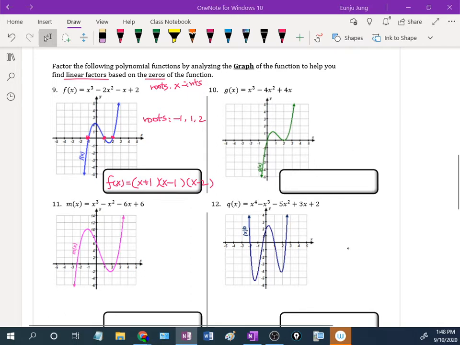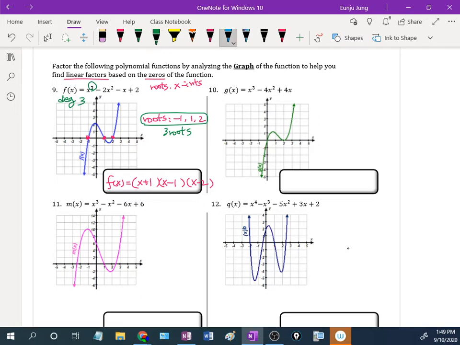Before we move on to number 10, let's talk about one little thing, okay? What is the degree of the polynomial function f in number 9? Degree 3. How many solutions do we have? 3 solutions, right? 3 roots. Same numbers, right? So in the future, we will talk about a theorem based on the number of the solutions and the degree, okay? All right, next question, number 10.